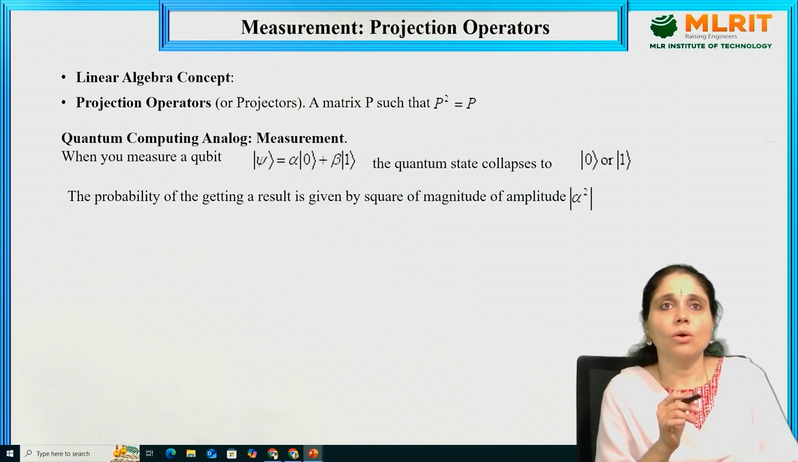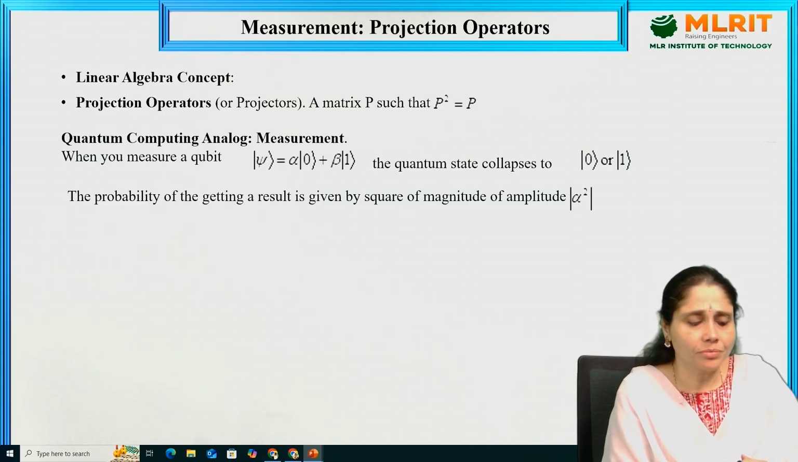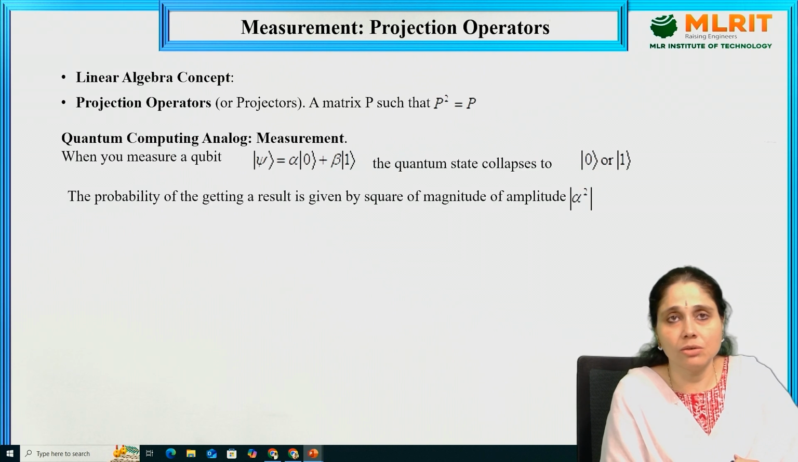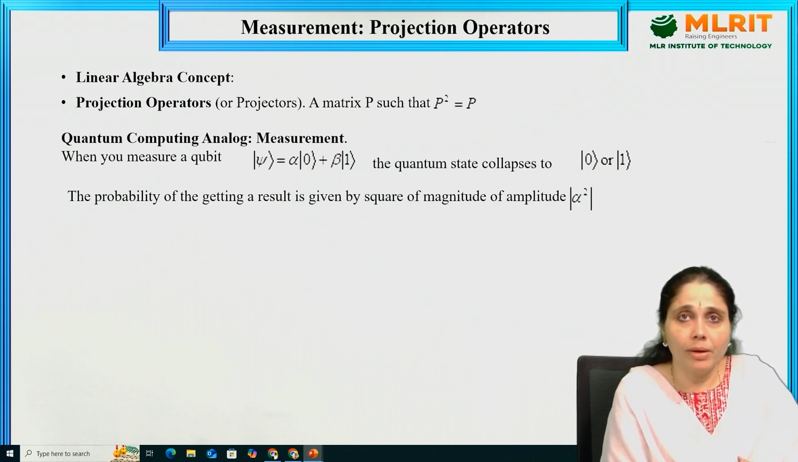Okay. So, another linear algebra concept here: projection operators, or projectors. A matrix P such that P squared is equal to P; the square is itself, the same thing. Quantum computation analog: when you measure a qubit, ket psi is equal to alpha ket 0 plus beta ket 1, the quantum state collapses to 0 or 1. The probability of getting a result is given by the square of the magnitude of the amplitude, alpha squared.